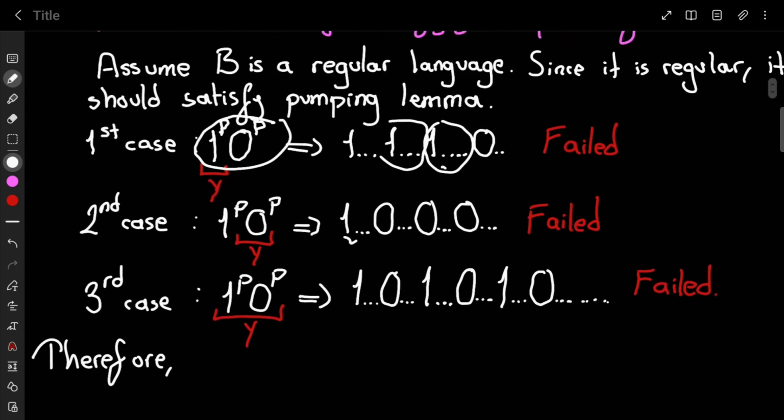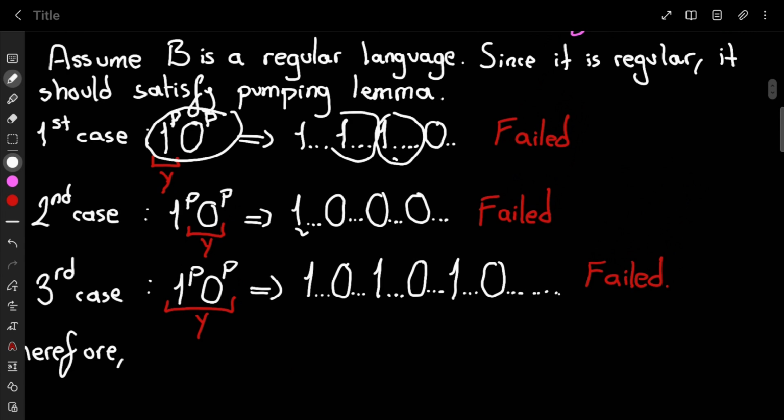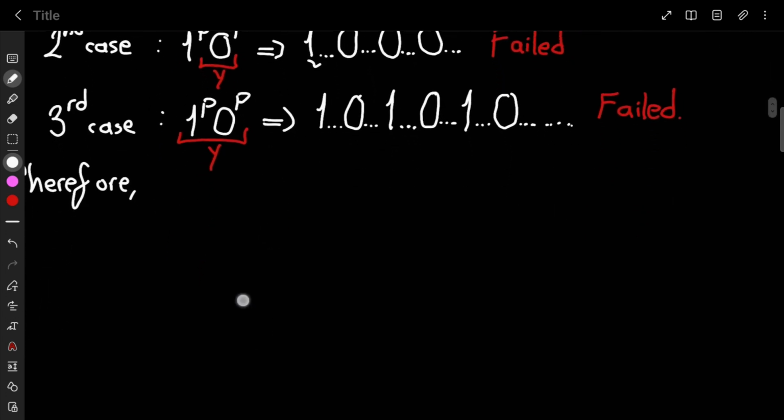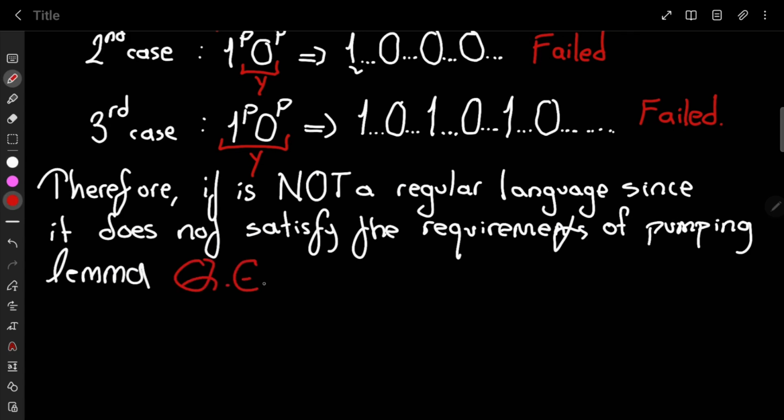Therefore, this string cannot actually be pumped. And as long as there is one string of at least length p that cannot be pumped, then a language does not satisfy pumping lemma, and therefore, it is not regular. And that's all. I think it's easy, and we can use it whenever we are trying to prove that a language is not a regular language.